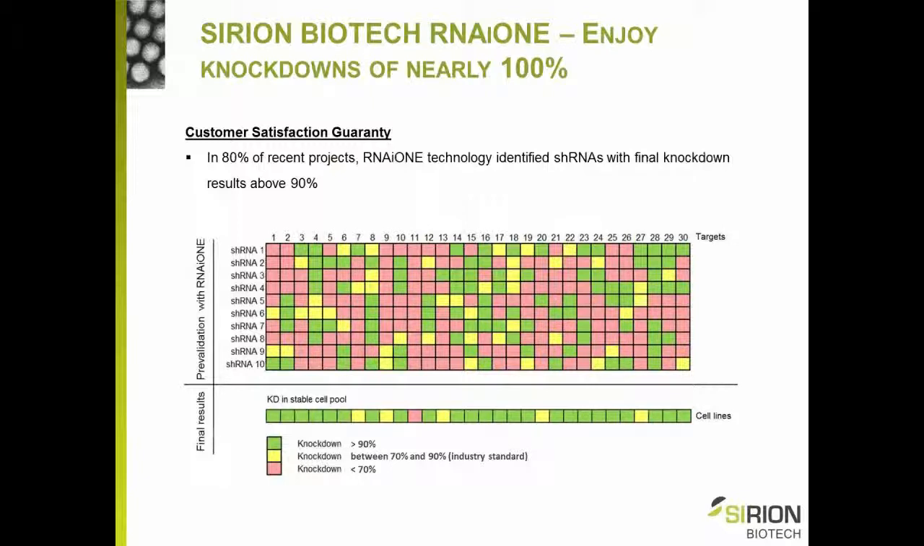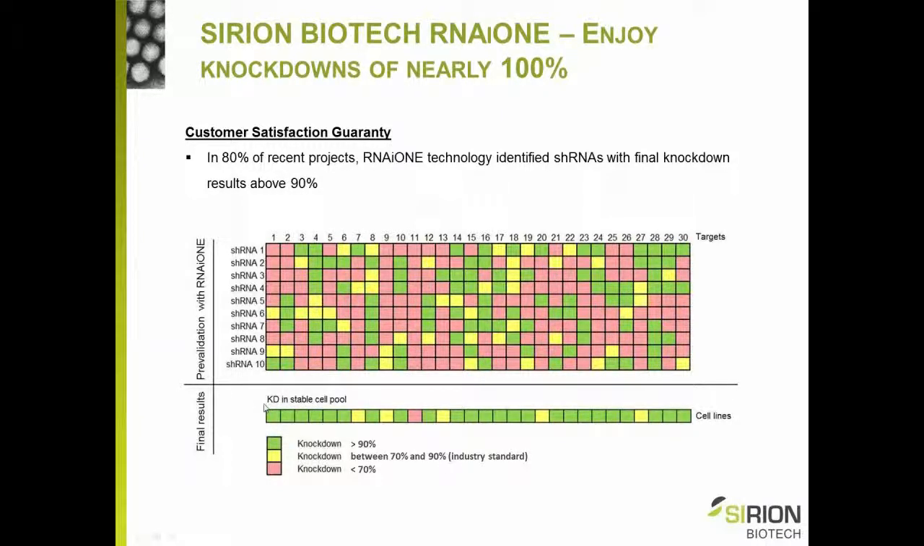Here I show a representation of 30 different gene knockdowns that we did using our RNAI-1 platform, and in green you see all the sequences which showed more than 90% of knockdown. So we have in this case a set of 10 shRNA sequences that we tested for 30 different genes, and the matrix already shows you that in some cases you only find one shRNA which has more than 90%, or in some cases like the gene number 8 you get a very high number of shRNA which knock down the gene by more than 90%.